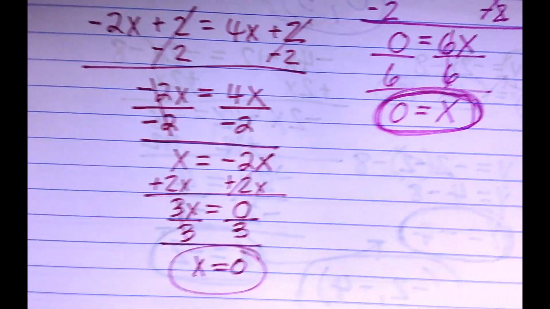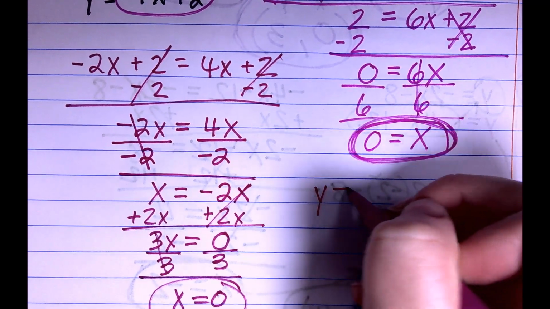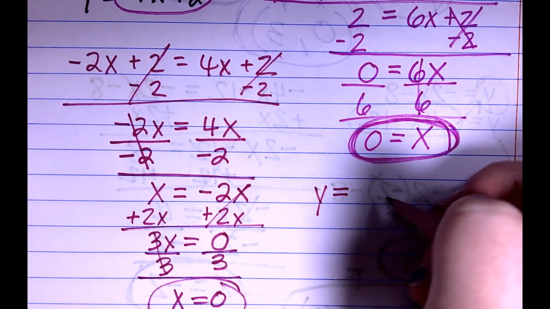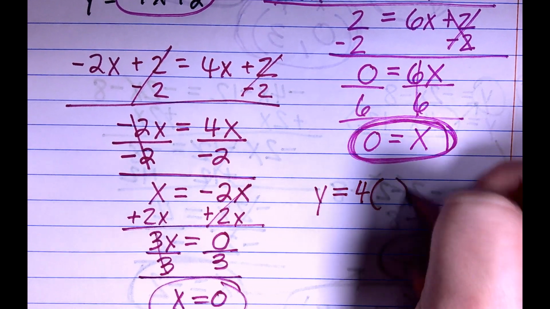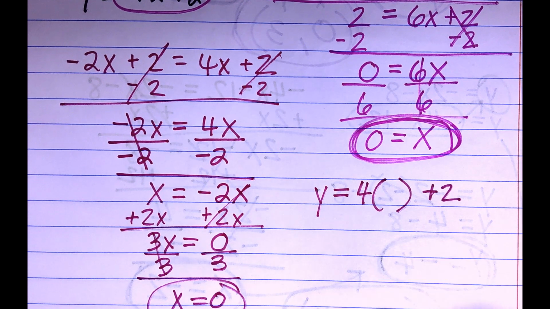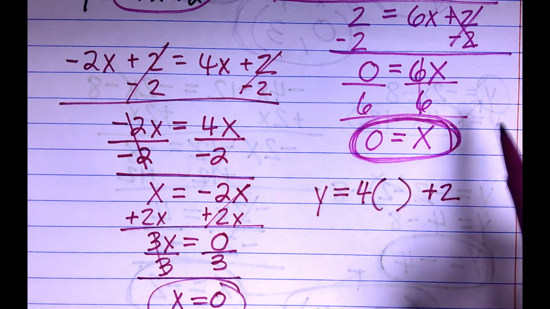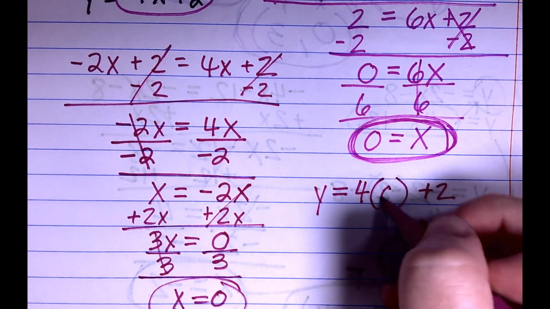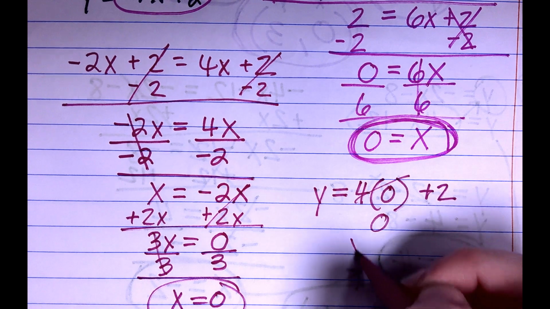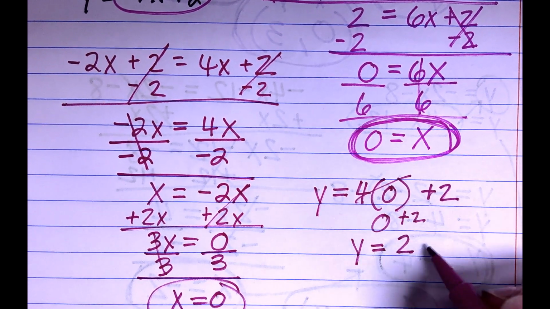All right. So then to solve for y equals, I'm going to use the second one, 4 times x plus 2. Instead of x, what do I write? The value we found, 0, good. 4 times 0 is 0. So y equals 2.